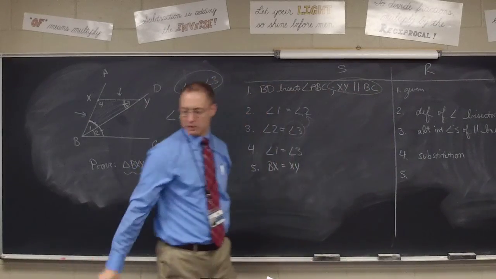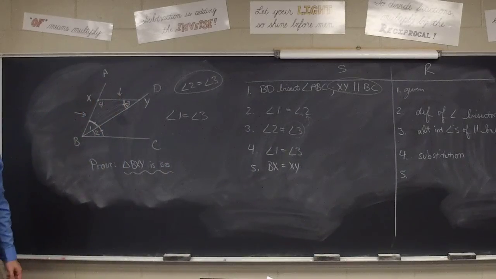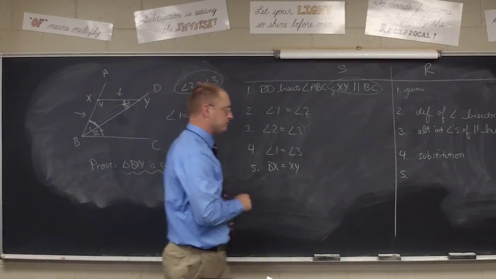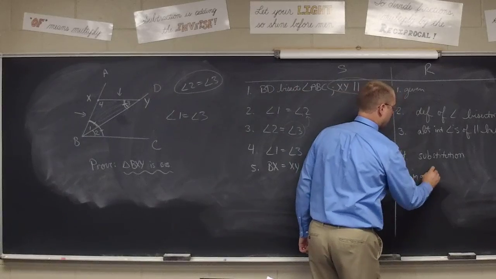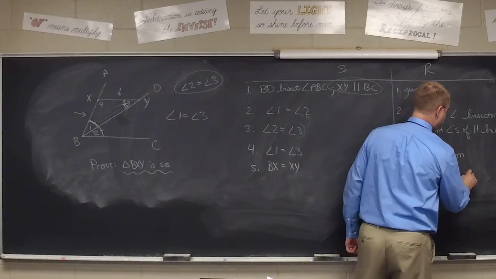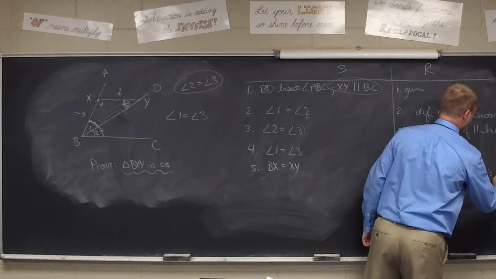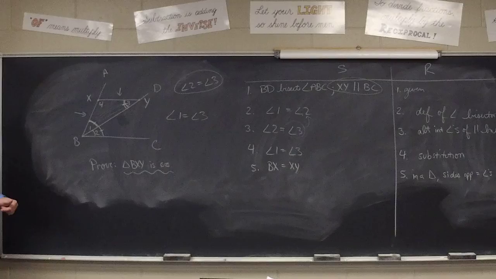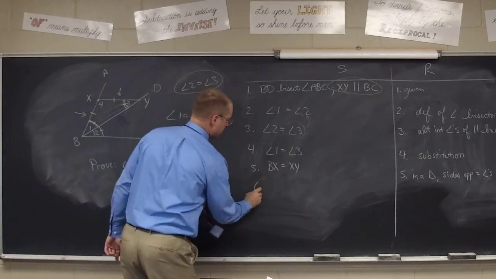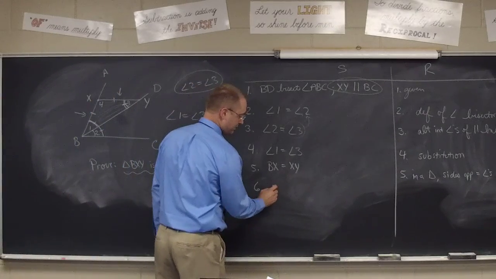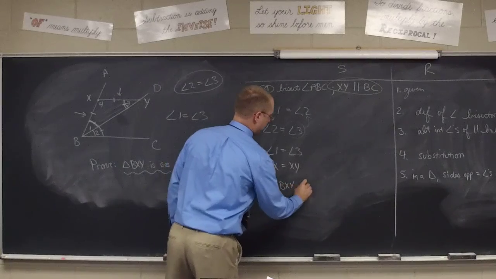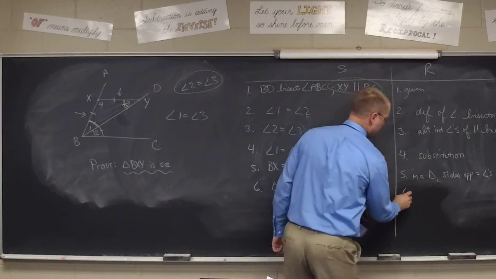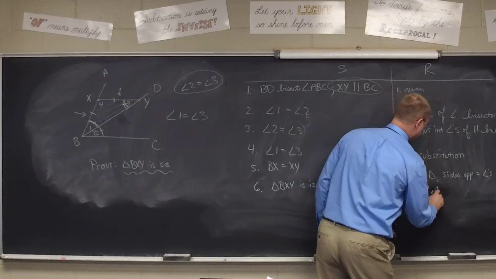And again, how will I write out that reason number 5? Dylan? In a triangle, sides opposite equal angles are equal. And because I do indeed have two equal sides, I have, class, an isosceles triangle. Number 6, we will write down, class, that triangle BXY is isosceles. Good. And reason? Definition of isosceles triangle.